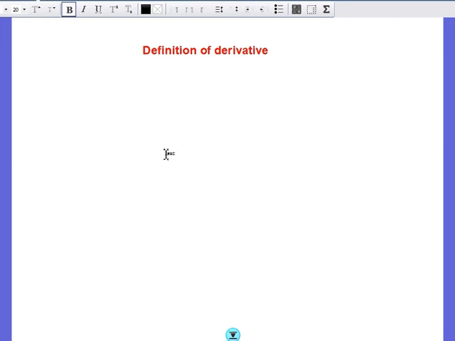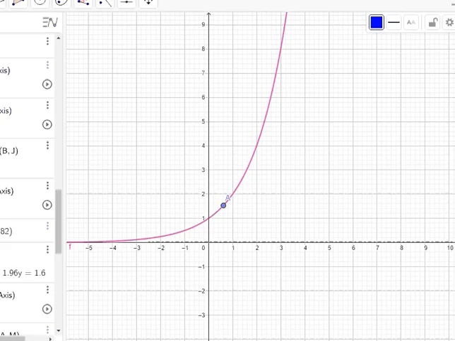So our lesson for today is the definition of derivative. What do we mean by derivative? So let's consider this function. It is any curve. I will pick a point on this function. It's called A here.